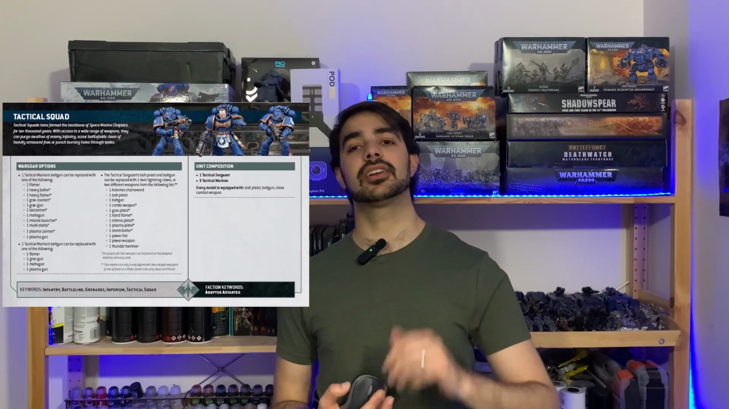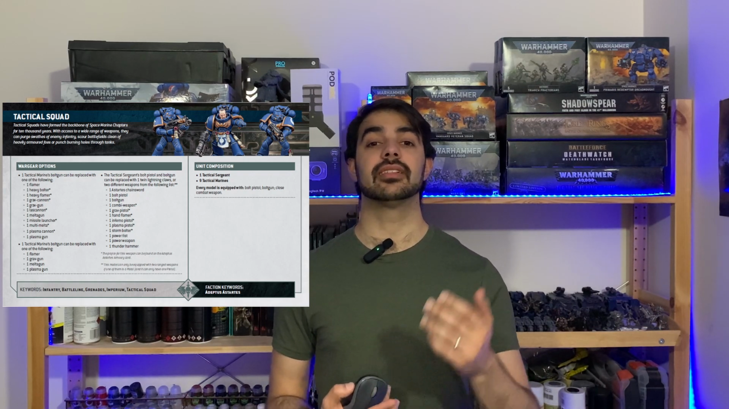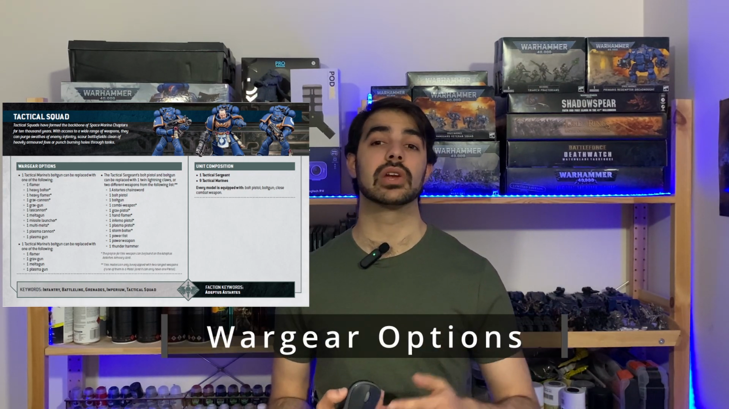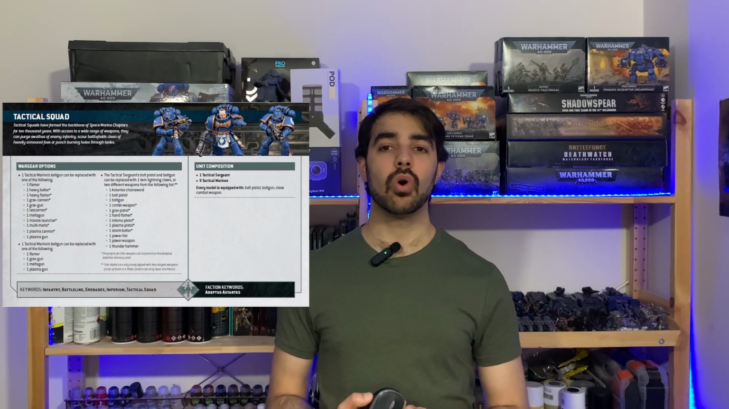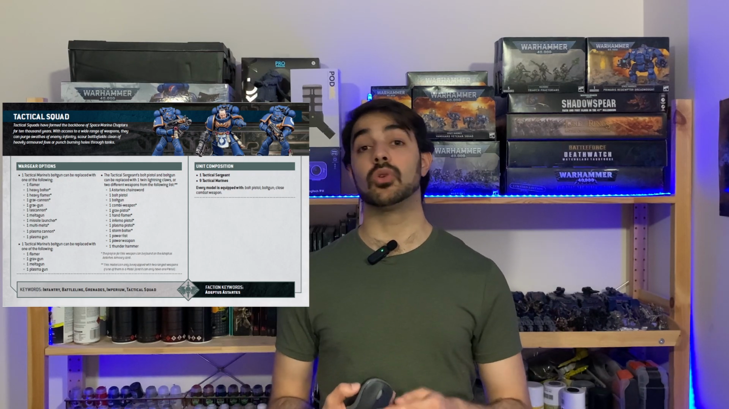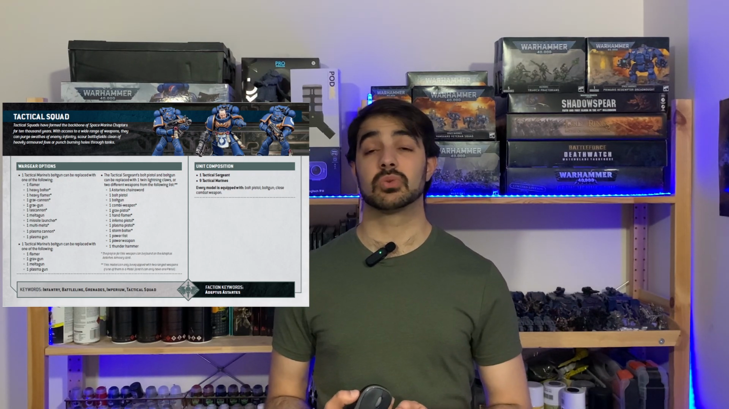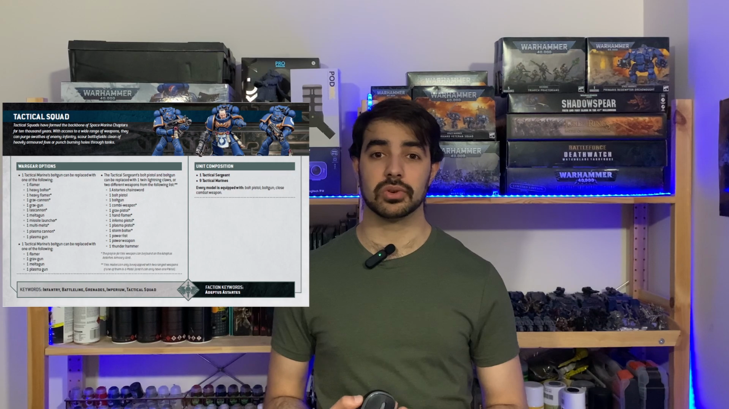Now, we're going to flip the datasheet over and look at the back, looking at the left-hand side, and you'll see the wargear options that the unit is able to take. Each option will tell you what that option is for and which weapon or weapons the models need to swap out for that option that they are looking to take.